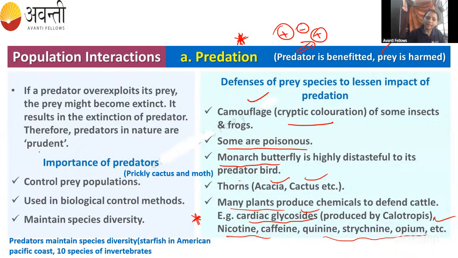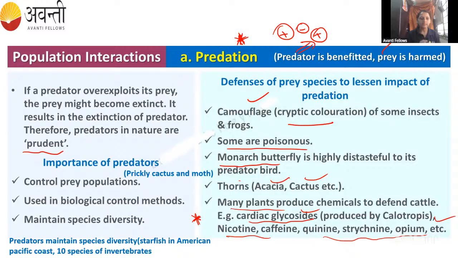Then coming to the predator. Predator is prudent in nature because the predator completely depends on the prey organism, right? If it goes on eating the prey, one day the prey population is going to be finished. When it is finished, the predator does not get food, right? Then the predator will also die, right? So that's why the predator will maintain the number of the prey. That is why it is called prudent in nature. It will not finish off all the prey suddenly.